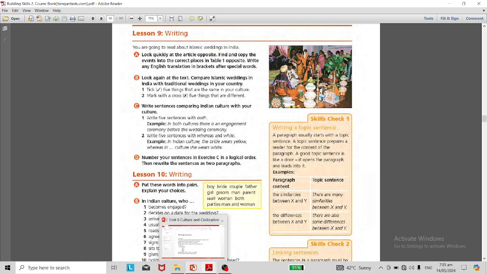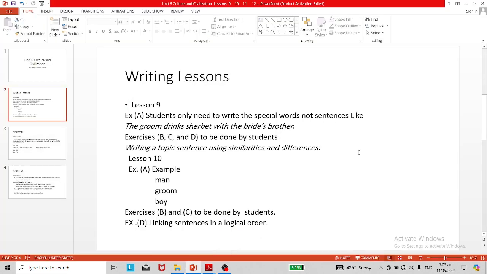Do not write in full sentences. Be as short as you can. So here, the groom drinks sherbet with the bride's brother is another example of what? Of events that occur maybe in the beginning or in the middle or during and after. Right? But the most important thing here, which I will shed light on or focus on, is writing a topic sentence using similarities and differences. This is the core, the most important part of lesson 9 writing.